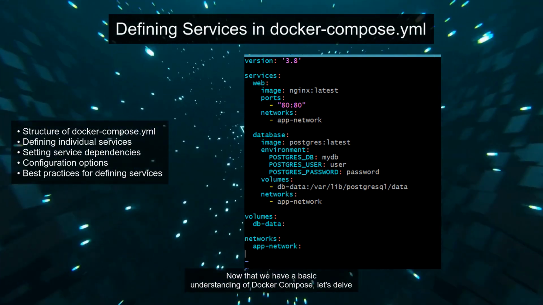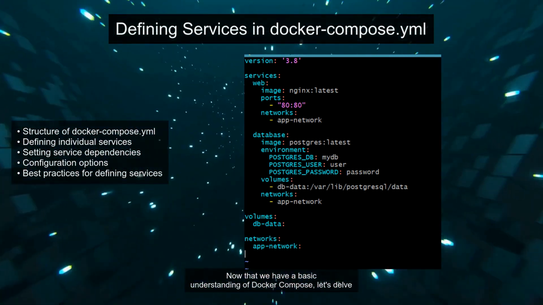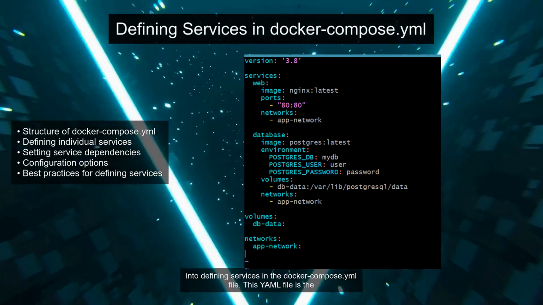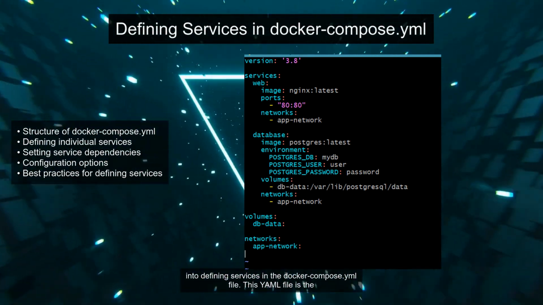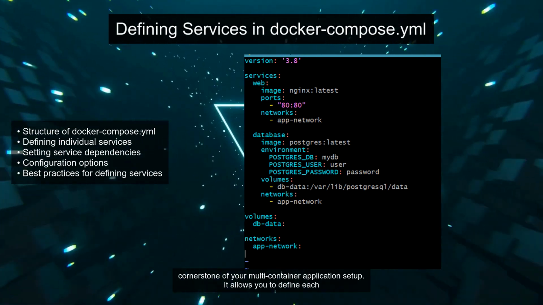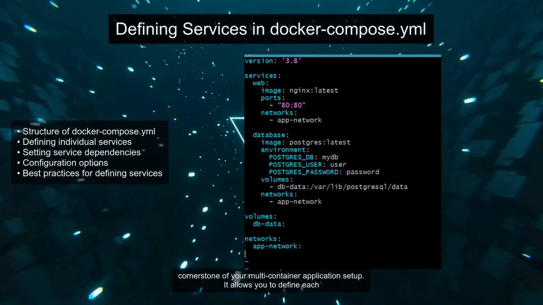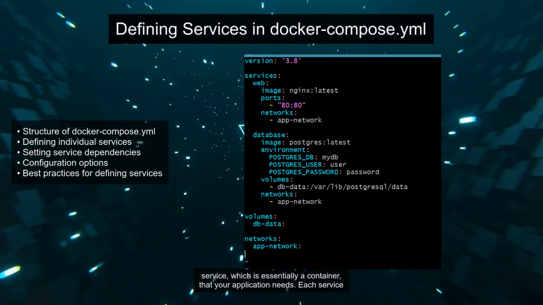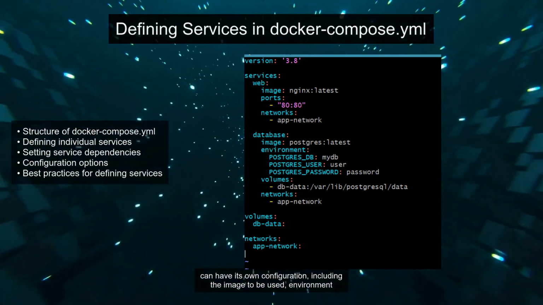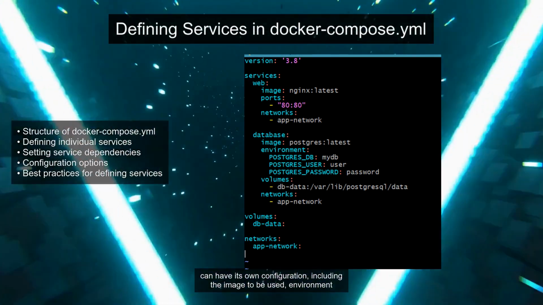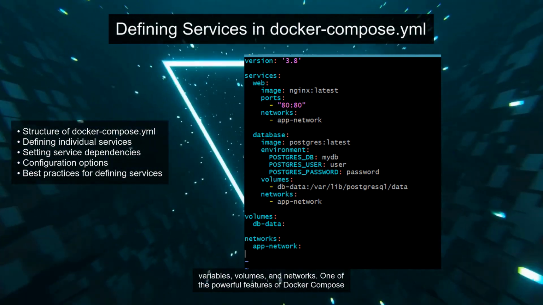Now that we have a basic understanding of Docker Compose, let's delve into defining services in the docker-compose.yml file. This YAML file is the cornerstone of your multi-container application setup. It allows you to define each service, which is essentially a container, that your application needs. Each service can have its own configuration, including the image to be used, environment variables, volumes, and networks.